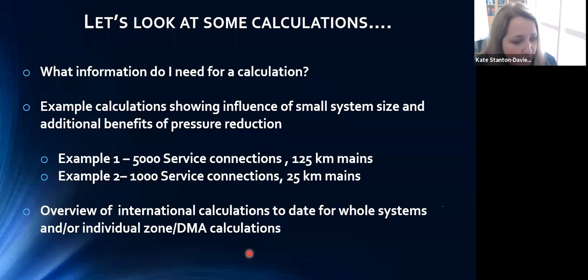And then I'm going to finish off my part of the presentation, just giving you an overview of the variety of calculations we've done since UARL with SCF was released about 10 months ago for a wide range of size and different characteristics of zones and DMAs across the world.